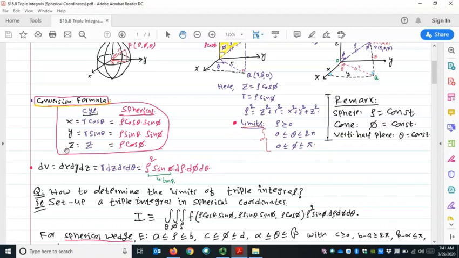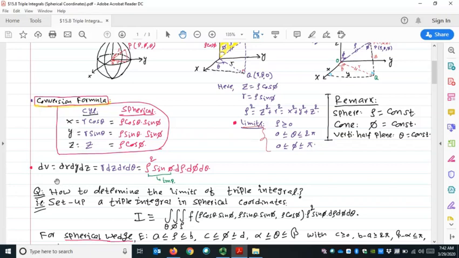And z, in Cartesian coordinates, doesn't change in cylindrical coordinates, z remains the same, but in spherical coordinates, z equals rho cosine phi, which we found here. So now we have a conversion formula.